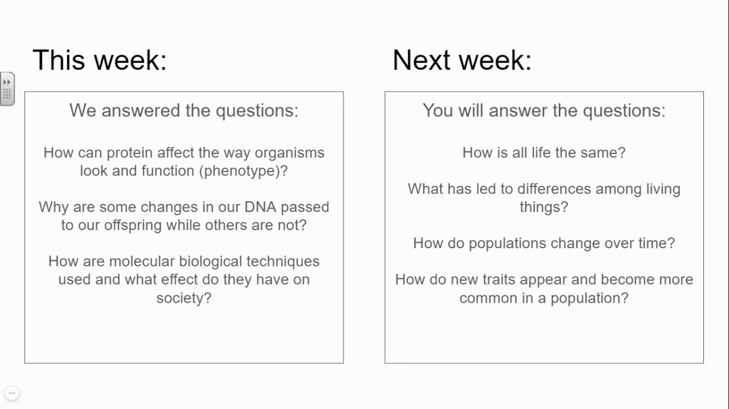This week, we answered the questions, how can protein affect the way organisms look and function, by looking at the rock pocket mice living in New Mexico with their different fur colors. Why are some changes in our DNA passed to our offspring while others are not? Remember that mutations in a somatic cell or a body cell cannot be passed on to offspring. Mutations that will be passed on to offspring must occur in a germline cell or a sperm or egg.